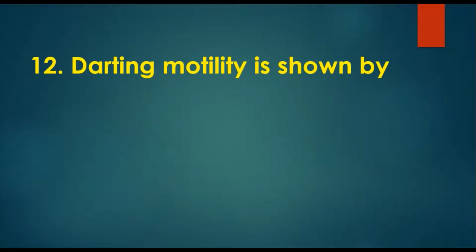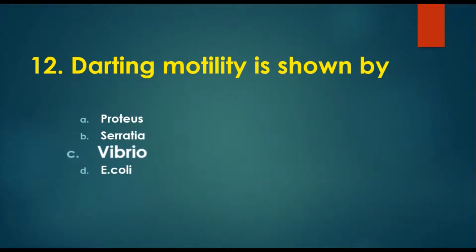12th. Darting motility is shown by which of the following bacteria? Options are A. Proteus, B. Serratia, C. Vibrio, D. E. coli. So obviously the darting motility is going to be seen by the Vibrio cholerae.